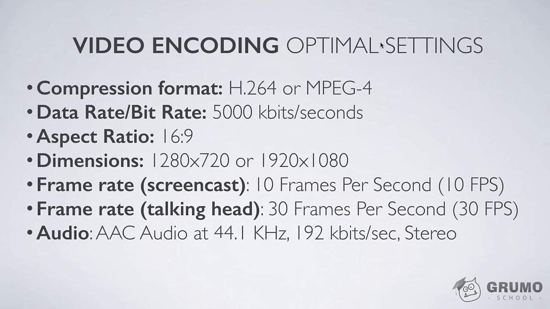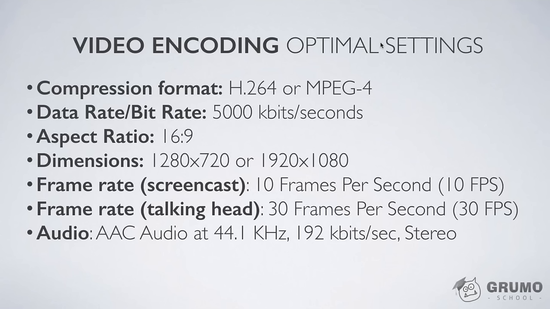Now, video encoding optimal settings. These are the typical ones. Probably don't have time to write it down, but if you type that on Google, you'll be able to find out. The important thing to know is that when you're setting up encoding, you want to use H.264 or MPEG-4, 5,000 kilobits per second, 16:9, high definition 1080p or 720p, and the frame rate only varies.